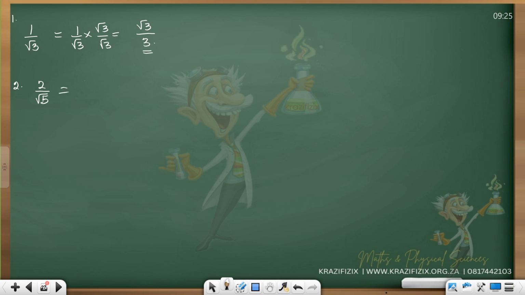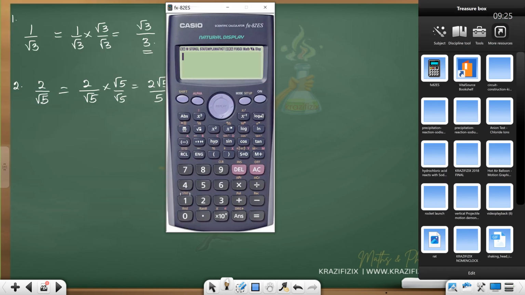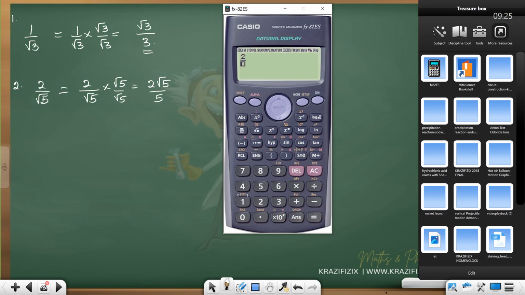Okay, so what would you do? 2 over root 5 times root 5 over root 5. And what would this be? 2 root 5 over 5. Can we check on the calculator if we are correct? 2 over root 5. All right.